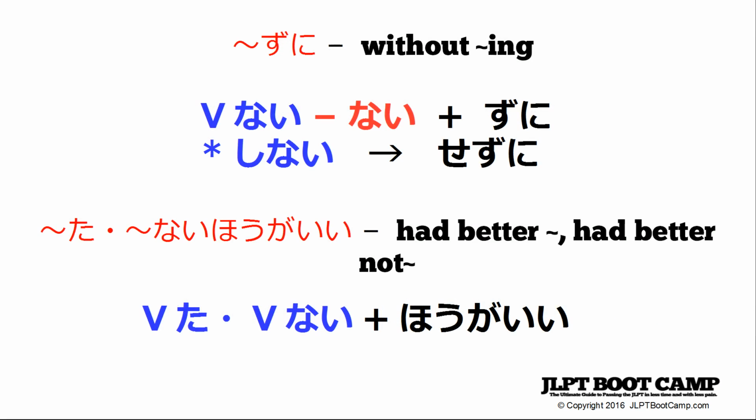So that's it. Today we talked about zu ni, without doing. Again, to form that, you take the nai form of the verb, lop off the nai, and add zu ni. With shinai, it's irregular. We have to use sezu ni. And we also talked about ta hougaii, had better or had better not. This is a past tense verb plus hougaii, or verb nai, hougaii. Again, past tense is used for positive, but the present tense is used for the negative. That's it for this month's grammar lesson.